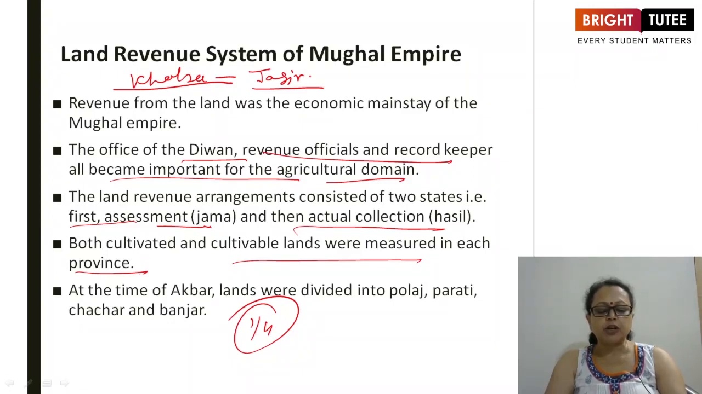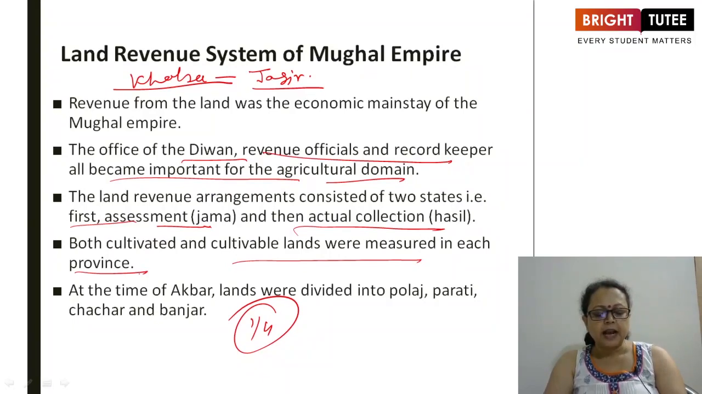A separate record of pastures, jungles, and lakes was maintained. The revenue officers were ordered not to charge any commission for measurement. Whatever the area is, for the lake, for the pond, for pasture, for jungle, everything has to be measured without any charge. They were paid by the government at the rate of 1 dam per bigha.